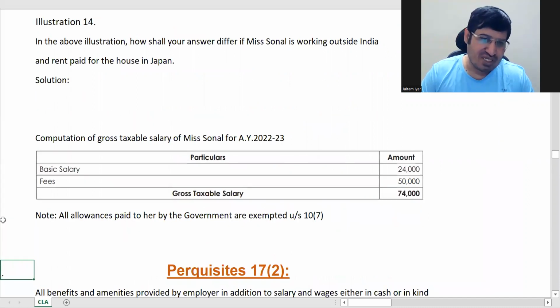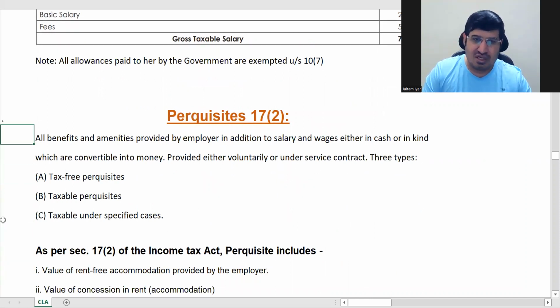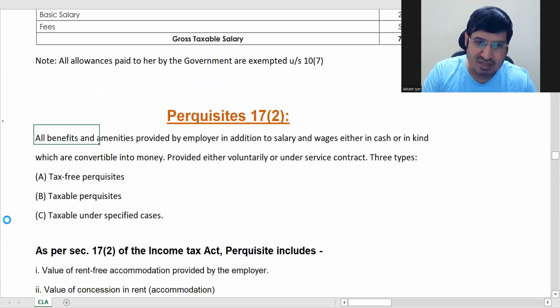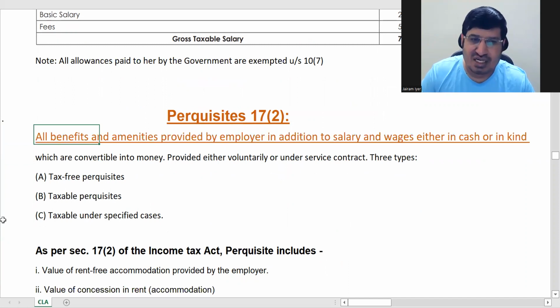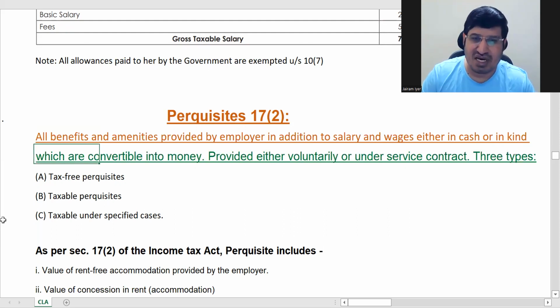Now we have to start from perquisites. This is basically the last section, but a long section. So first of all, what is perquisites? It's all benefits or amenities provided by the employer in addition to salaries and wages, in cash or in kind, which are convertible into money, provided either voluntarily or under a service contract.